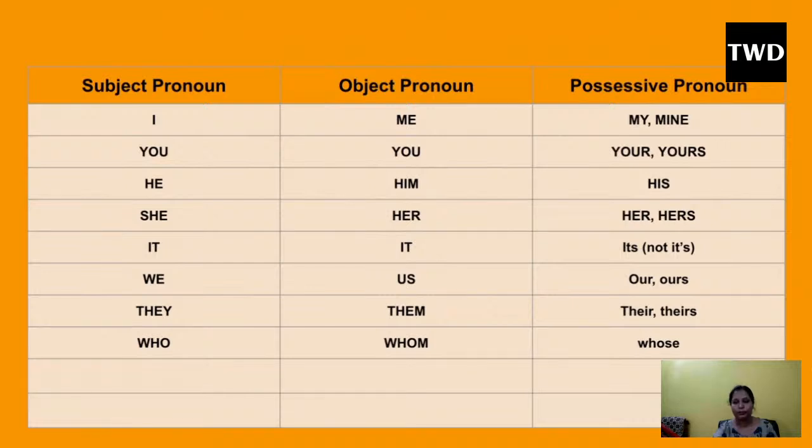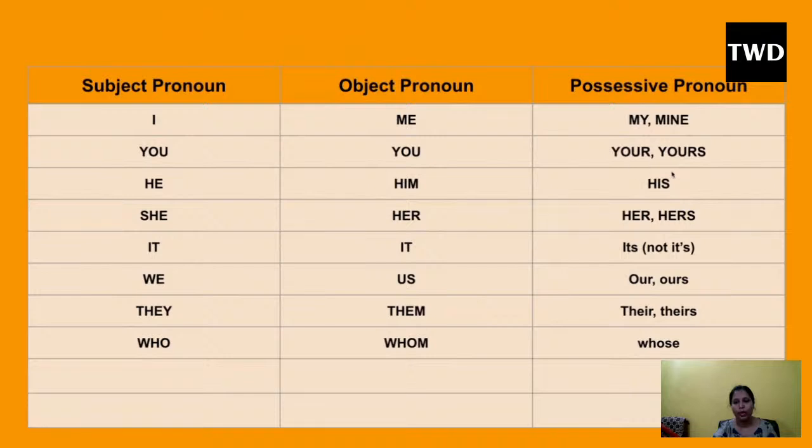Possessive pronouns, my and mine. If I say this book is mine, mine can stand alone, so this is a possessive pronoun. Sorry, not my, it is mine. Mine can stand alone, so this can be considered a possessive pronoun, but my is a determiner. The moment you say my, after that you have to use a noun to make people understand about whom you are talking. My friend, my mother, my brother, my son, in this way. So my cannot stand alone.